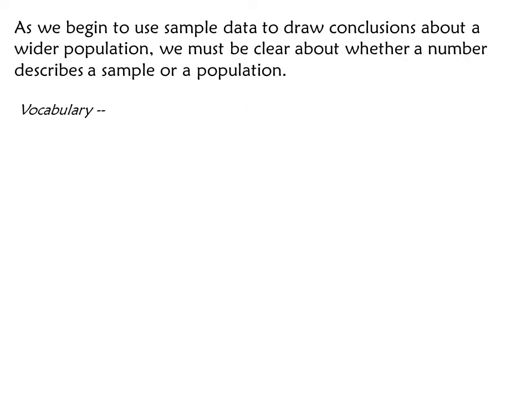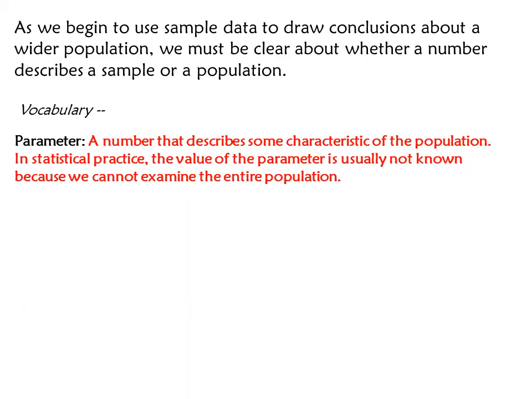As we begin to use sample data to draw conclusions about a wider population, we must be clear about whether a number describes a sample or a population. A parameter is a number that describes some characteristic of the population. In statistical practice, the value of the parameter is usually not known because we cannot examine the entire population. An easy way to remember is that P goes with population, therefore P goes with parameter. A parameter is something that comes from the population.